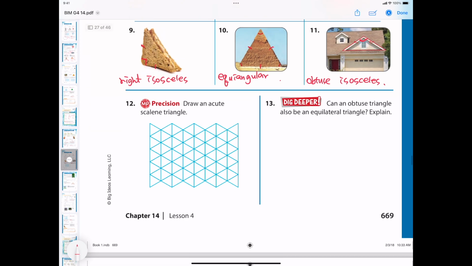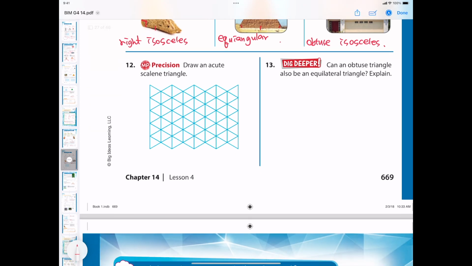Okay. Number 12, draw an acute scalene triangle. So I'm going to put these acute angles, and scalene means what? None of the sides are equal, so I'm going to put 1, 2, 3. Okay, then I'm going to put 2 sides only, with 2 length, and then this. Okay, so these are all equal. Hold on, this seems like a right angle, so I cannot draw this one.